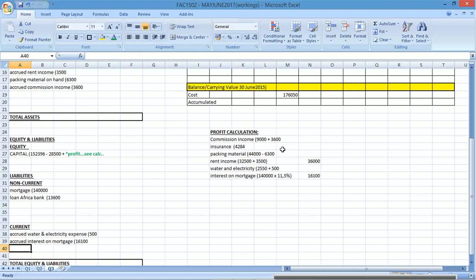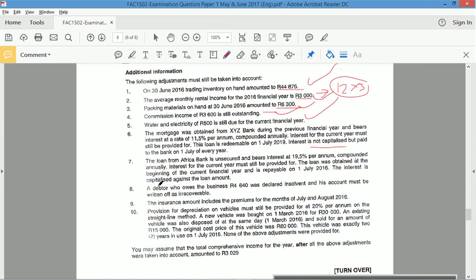16,100. Got that? Yes. Okay, next. The loan from Africa Bank is unsecured and bears interest at 19.5% per annum, compounded annually. Interest for the current year must still be provided for. That's important. The loan was obtained at the beginning of the current financial year and is repayable on 1 July 2016. Okay, if it's repayable 1 July, is this short term or long term?